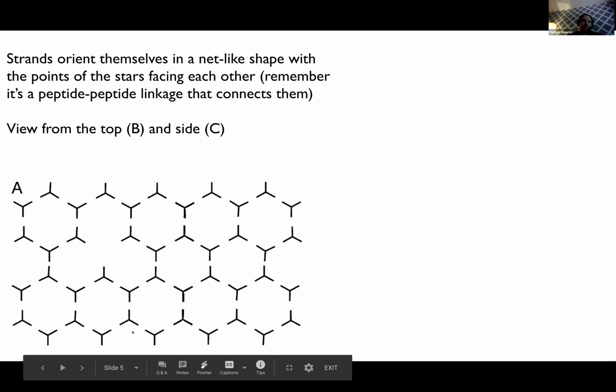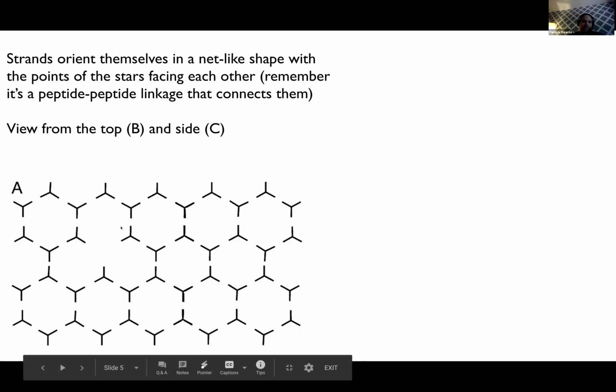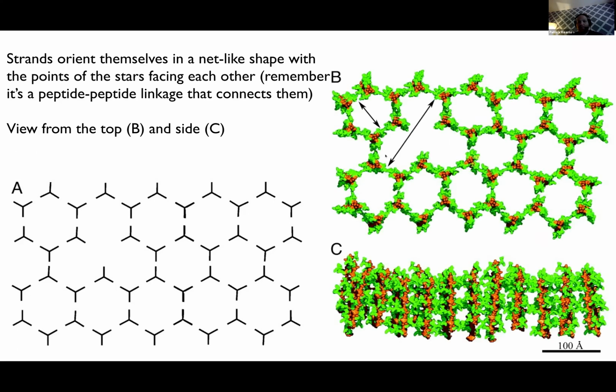And so this would be a top view of what peptidoglycan would look like, and they orient themselves in a net-like shape. The idea being that the points of the stars are facing each other, and this is what we would look at. Right? This is what peptidoglycan looks like. It's essentially like a fence, and we look at the molecular structure, and this is what it looks like. It looks like a chain link fence.